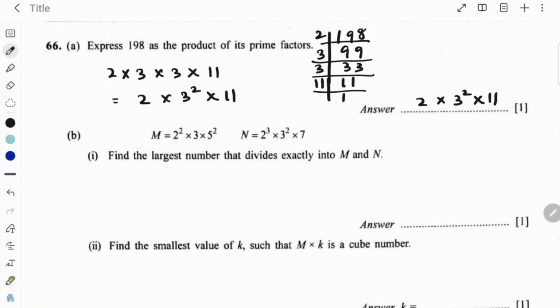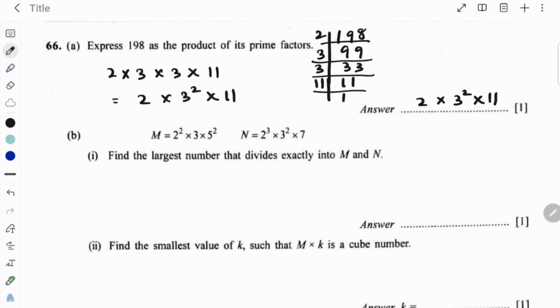Alright, part B is m is equals to 2 square into 3 into 5 square, and n is 2 cube into 3 square into 7. Find the largest number that divides exactly into m and n. It means the highest common factor. They're asking you that in which times table they both are coming together in the higher number. So that is the HCF.